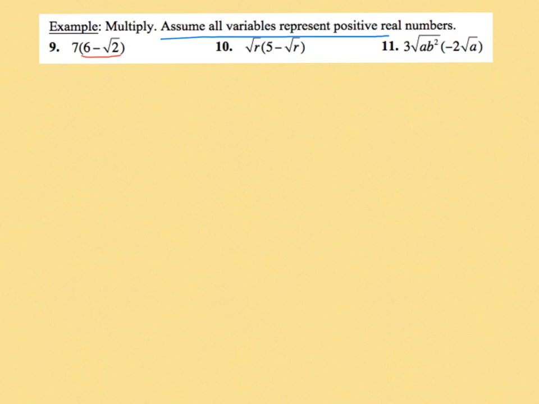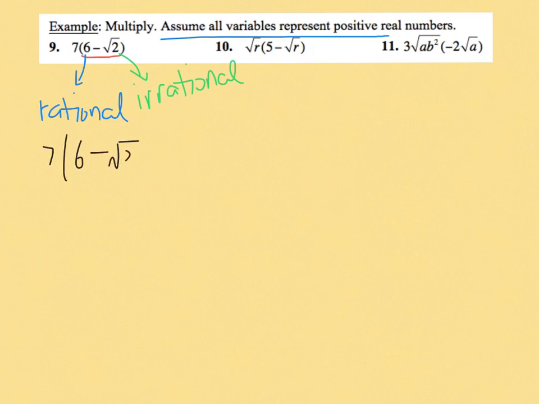Example 9, we have to find the product of 7 times 6 minus square root of 2. So in this case, 6 minus square root of 2 is made up of 2 parts. This is the rational part, and square root of 2 is the irrational part. And the thing is that you can't add the 2 terms together because they are so-called unlike terms. So you have to think about square root 2 like a variable. So you will have to distribute 7 to square root 2.